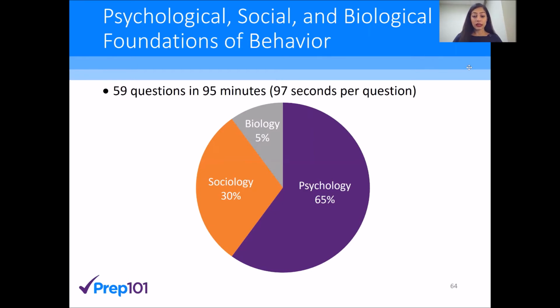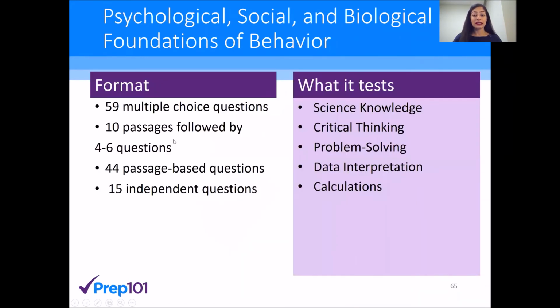The division of this section is as follows. It is going to be 65% comprised of psychology, 30% sociology, and 5% biology. Okay, the division is exactly identical to the other two science divisions. A 3-to-1 ratio between passage-based and independent questions, 10 passages, each followed by 4 to 6 questions, and it tests identical skills.